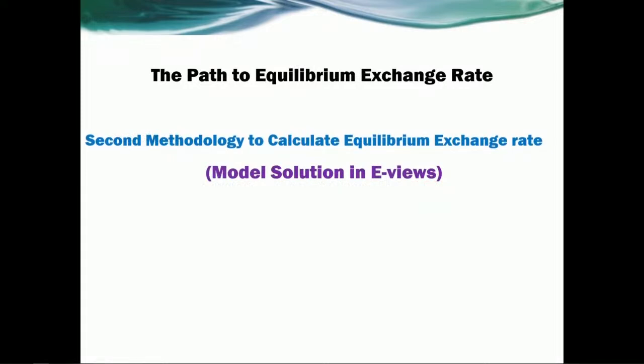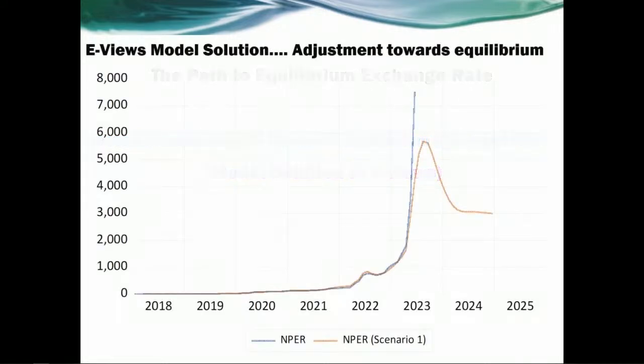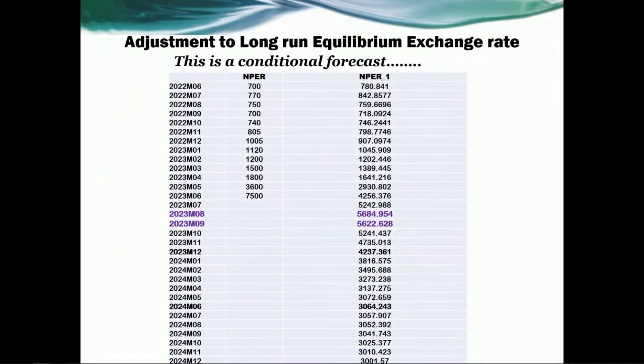The second question was to say, can we solve this in E-views and map a path of where the exchange rate should be over the next 24 months if we make an assumption of what is the variable we can control, which is reserve money. It seems to me that the exchange rate path, which is in red or in pink, can actually peak somewhere slightly below 6,000 and then begin to trend downwards towards a long-run equilibrium, perhaps around 3.5 in the long run. I've put those numbers there.